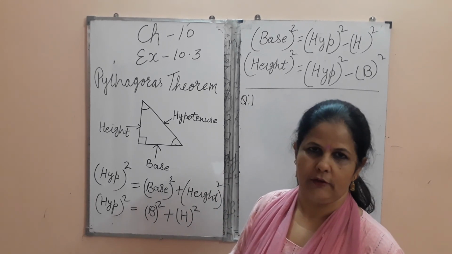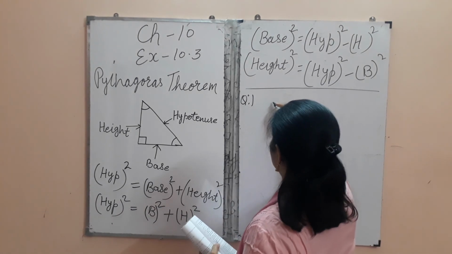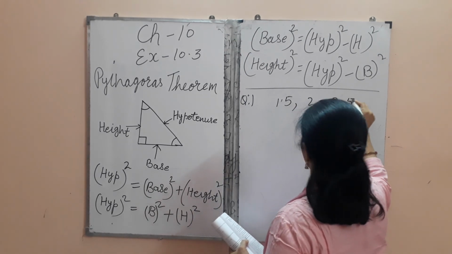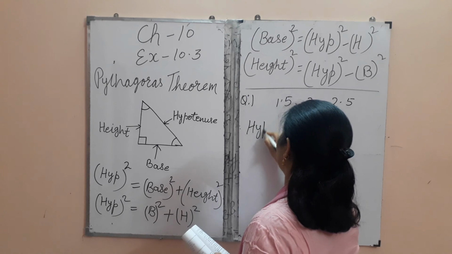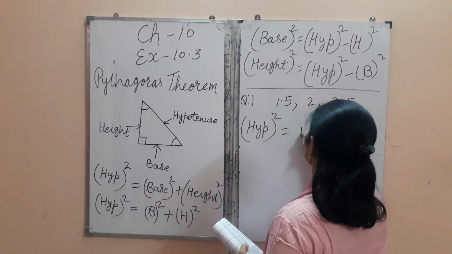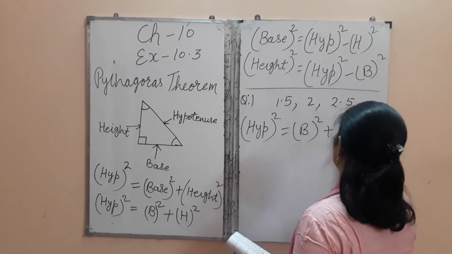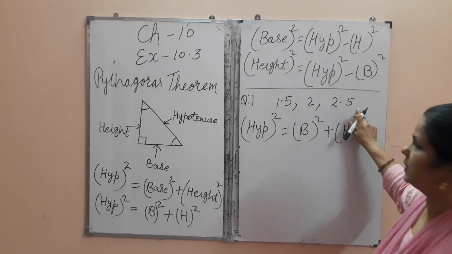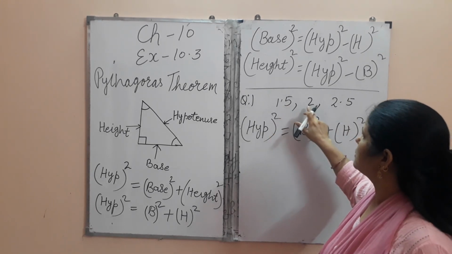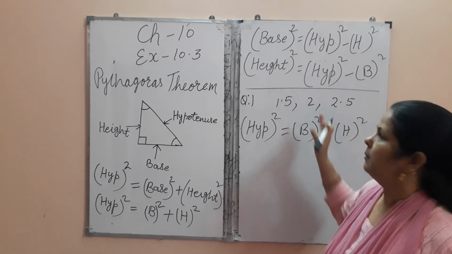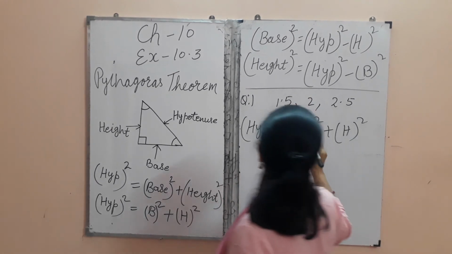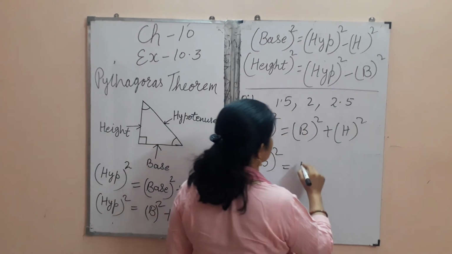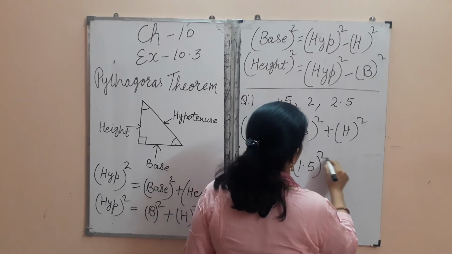In this the biggest number is 2.5. So first we will write 1.5, 2 and 2.5. So we will write the formula. Hypotenuse square will be equal to base square plus height square. Now base can be anyone. The longest side only will be the hypotenuse, and this can be base or this can be base. This can be height or this can be height. Base and height can be any number. So 2.5 square equals base 1.5 square plus 2 square.